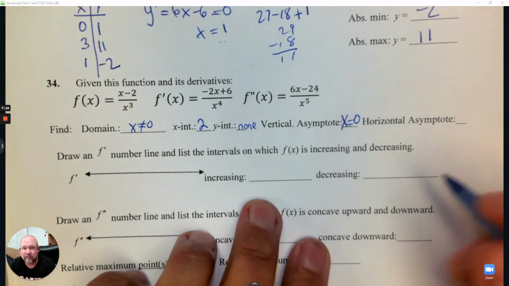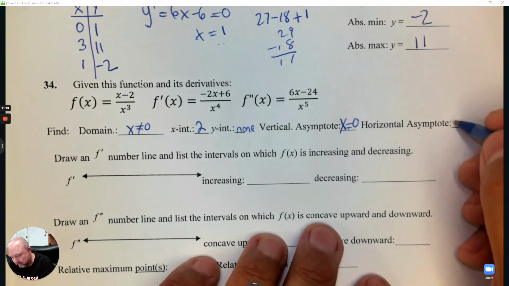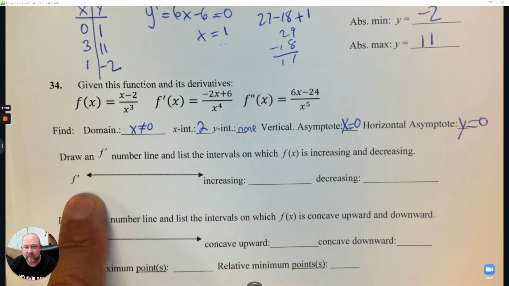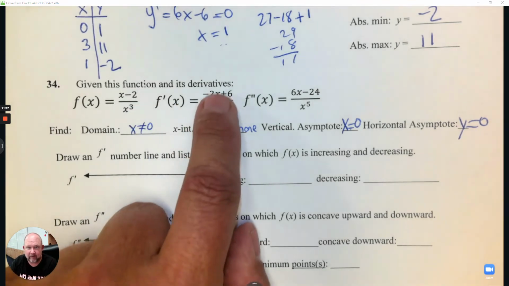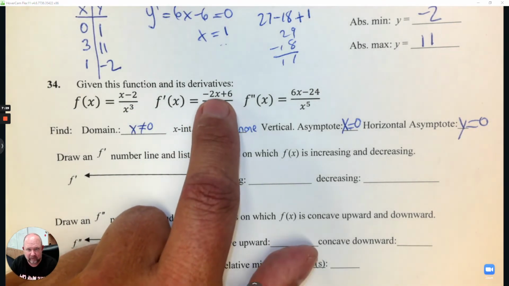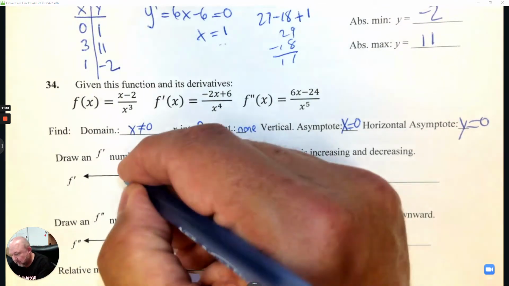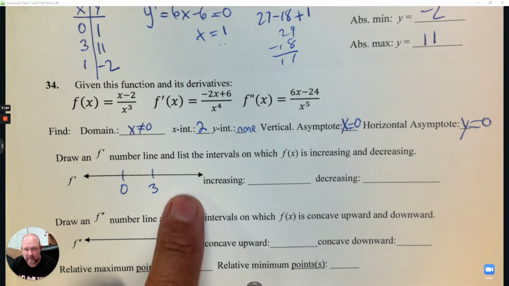The horizontal asymptote is the power terms. Because the bottom is more powerful, the horizontal asymptote is 0. Draw a first derivative number line. Look at the first derivative. What are the critical numbers? What makes it 0 on top? +3. And then what makes it 0 on the bottom is 0. Those are the numbers that are critical.